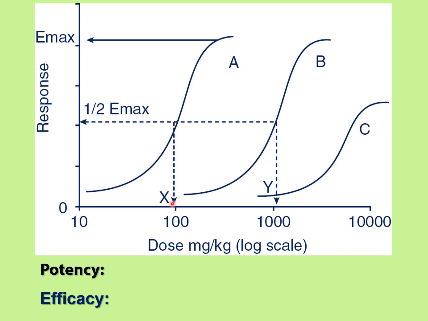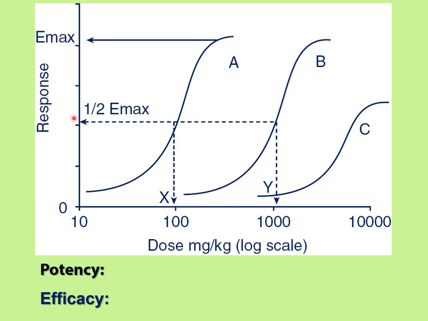Okay, so how would you calculate potency? Well, the easiest way to do that is to find the EC50 of the drugs. Okay, so find the EC50, just find the 50% mark over here. Okay, 50% mark, if this is Emax, that's 100.